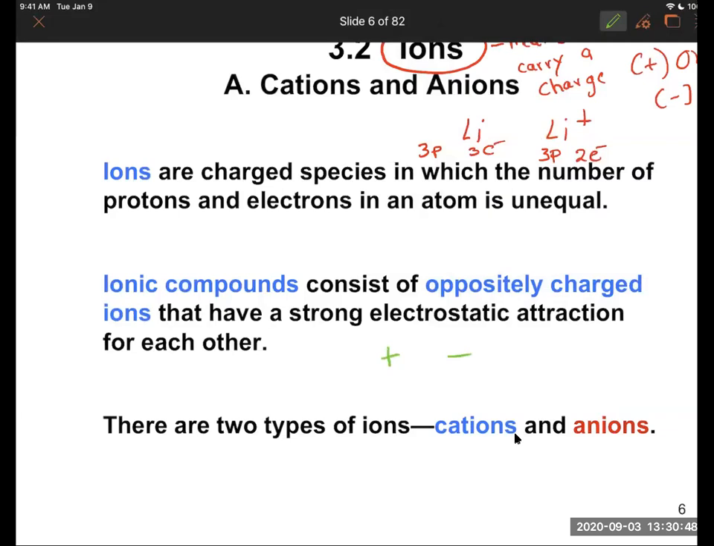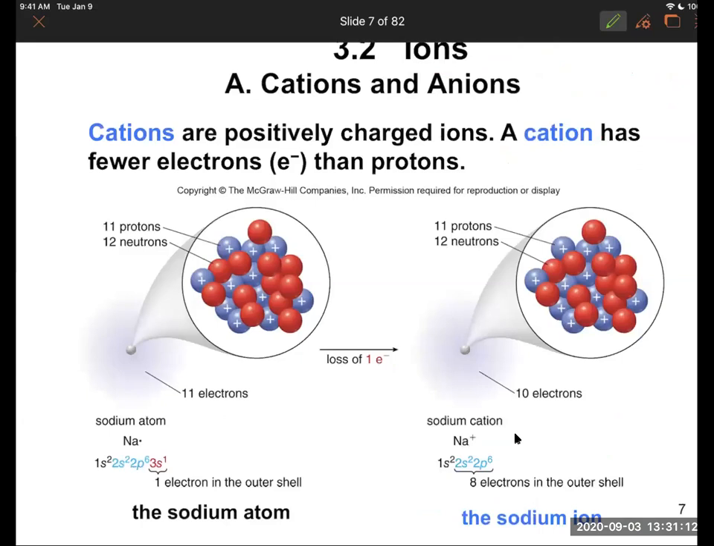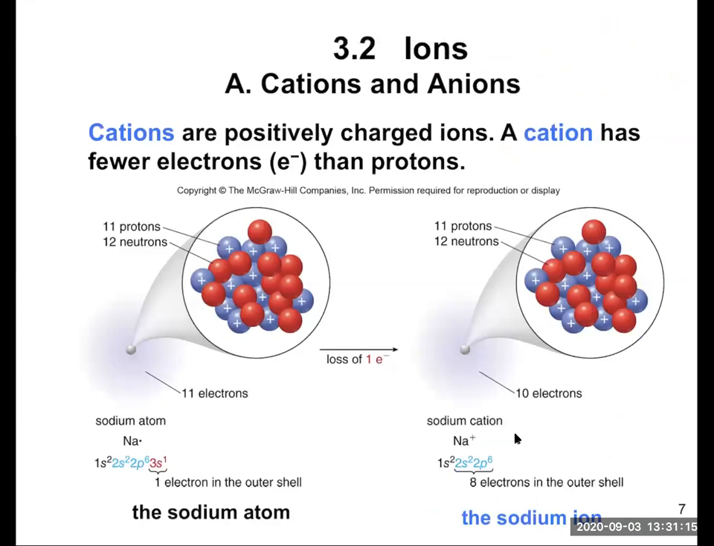There are 2 types of ions. You have cations and you have anions. Cations are plus charges, anions are negative charges. Cations are the ones giving the electrons. Anions are the ones accepting electrons. Cations are positive charge. Cations have fewer electrons, meaning they give away electrons.